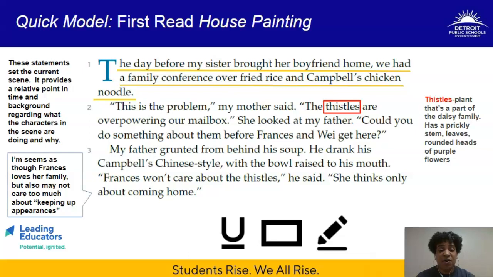We also know about thistles here. This is part of the center of the conversation, overpowering the mailbox, Mom being concerned about that, and then Dad saying Frances is not worried about those things. She just wants to see her family. So while thistles may not seem like an important term, it's essential because it allows for the author to give you insight into the character of Frances. So it gives an opportunity for Dad to comment on what he believes to be Frances's priorities.